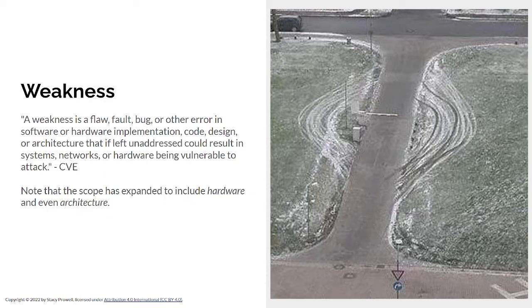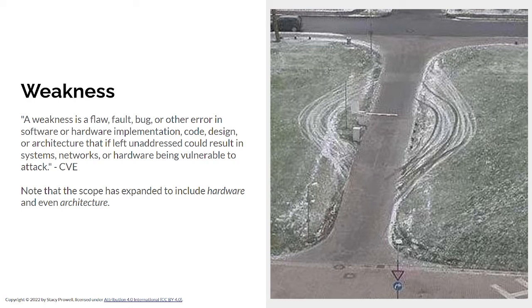A weakness. A weakness is a flaw or a fault or a bug or some other error in software or hardware implementation, code design, or architecture that, if left unaddressed, could result in systems, networks, or hardware being vulnerable to attack. I kind of like this definition because it's very inclusive. A flaw, a fault, a bug, or some other error. But, it could also just be the way things work, right? And what you have is the context around it makes it vulnerable, right?